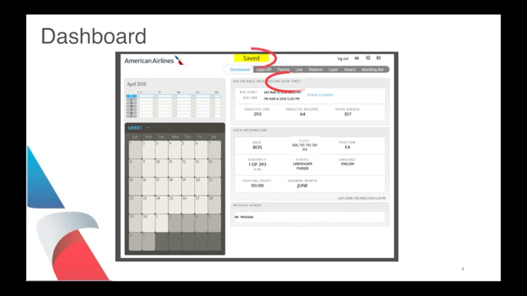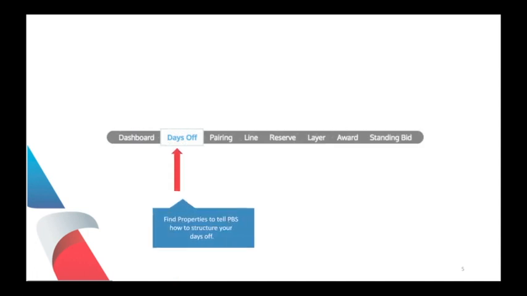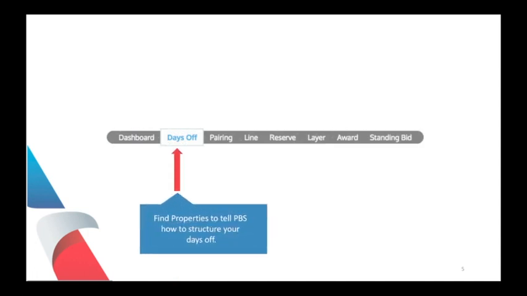The PBS system will automatically save any change you make, so there's no need to click anywhere to save before you close the app. Let's take a look at the navigation bar and the function of each different tab. The Dashboard tab is where you find the monthly data for you, your base, and the times for bidding. The Days Off tab has properties you can use to tell PBS how to structure your days off. This is different than bidding specific days off, which we will show you in the line holder bidding specific days off module.